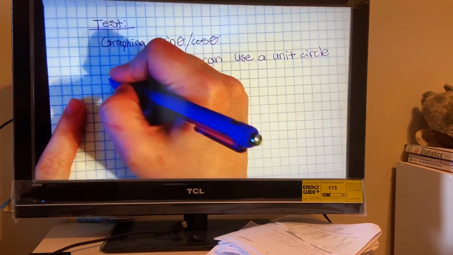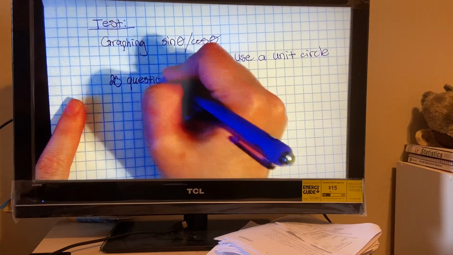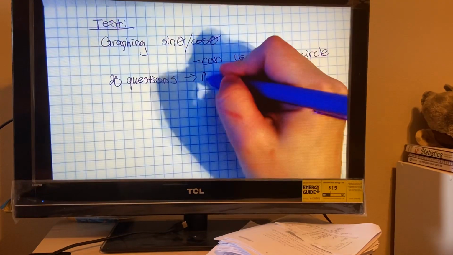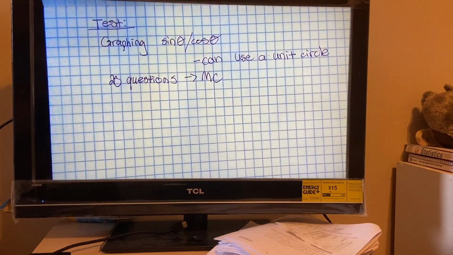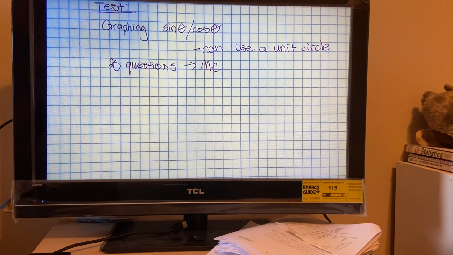Okay, so it's going to be 20 questions. And they're all going to be my version of multiple choice. You guys know what my version of multiple choice looks like. It's not super easy. It'd be nice if it was, but it's not. Okay, so this is what it's going to be, very simply.